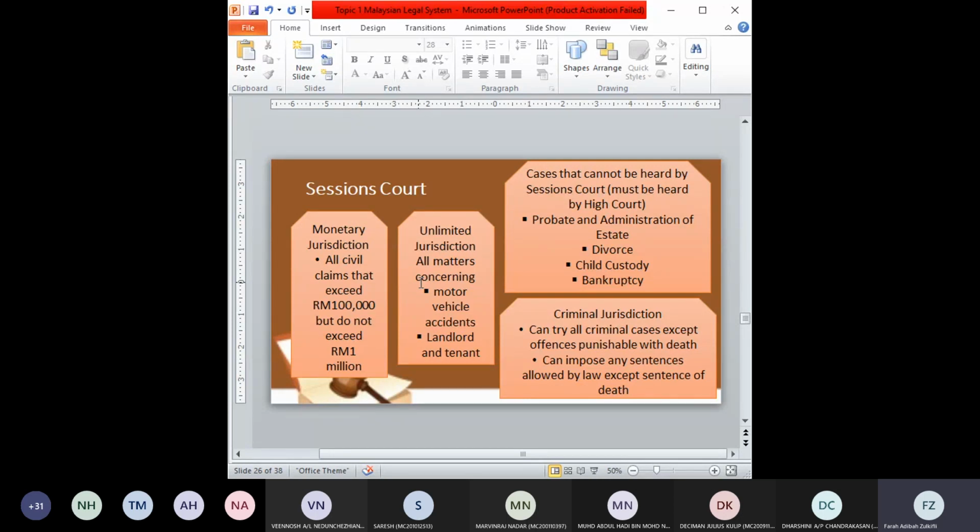You cannot file your case at the Sessions Court. And another thing also, if your case is involving bankruptcy. In Malaysia, if you owe money more than, if I'm not mistaken, more than 60,000 ringgit, the person who lent you the money, the creditor, can file a civil suit to claim that money.